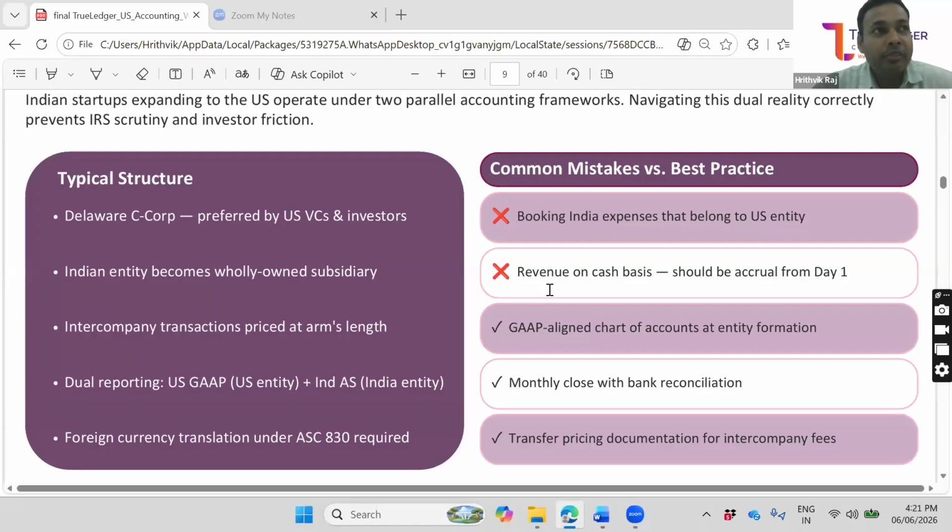Later, you will move on to getting funding, and you will be expanding. For all that, there are certain factors which will come later on, but why not start doing it right now? That's the reason I suggest going with the accrual basis.